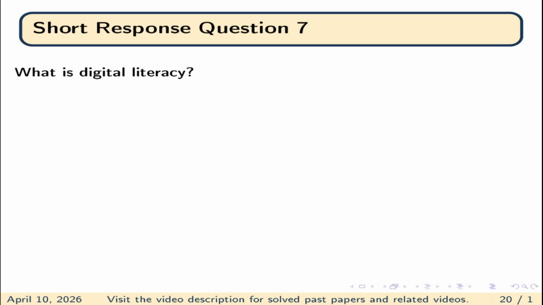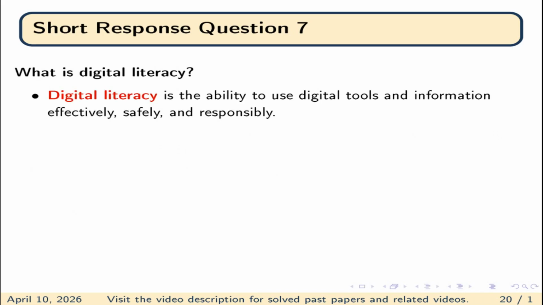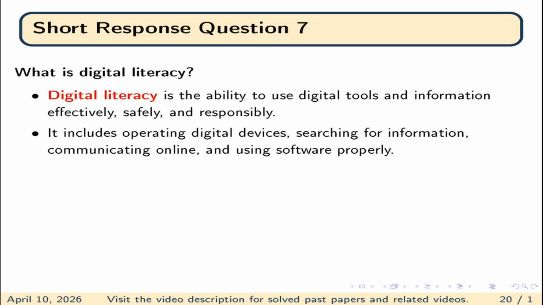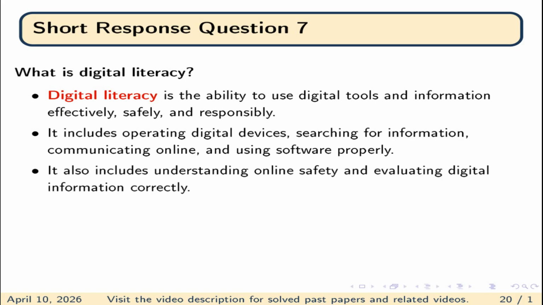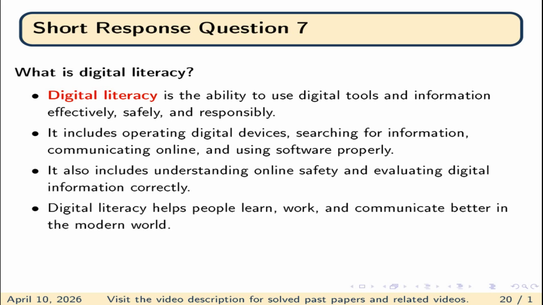What is digital literacy? Digital literacy is the ability to use digital tools and information effectively, safely, and responsibly. It includes operating digital devices, searching for information, communicating online, and using software properly. It also includes understanding online safety and evaluating digital information correctly. Digital literacy helps people learn, work, and communicate better in the modern world.